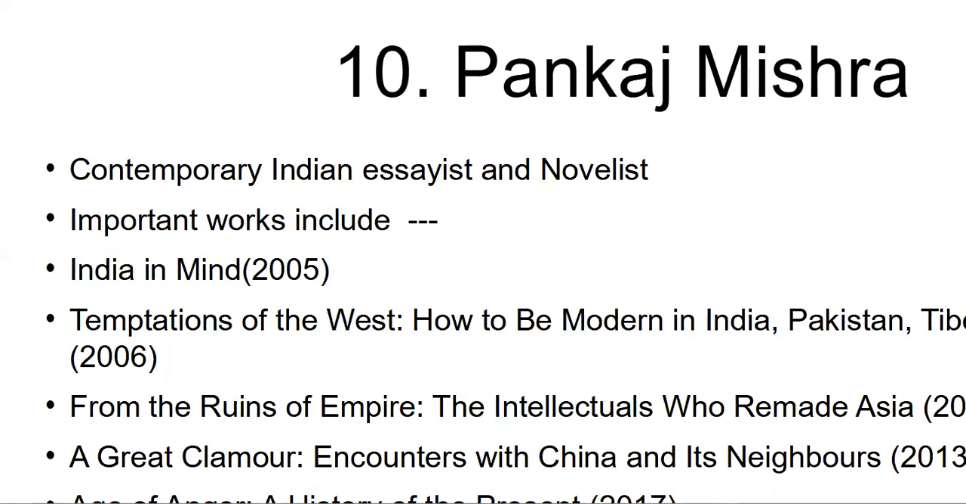Last but not the least, Pankaj Mishra, who is a very important essayist in modern India, and he's very important from SET point of view and also NET point of view, because in SET there have been questions from this author. So he's a contemporary Indian essayist and novelist. His important works are India in Mind, Temptations of the West, How to be Modern in India, Pakistan, Tibet, and Beyond. From the Ruins of Empire, this is very important. The Intellectuals Who Remade Asia.